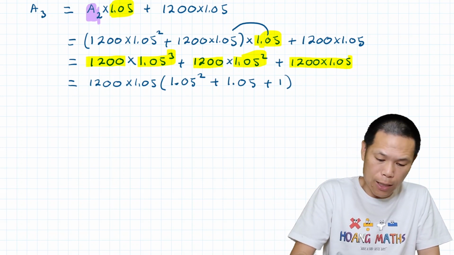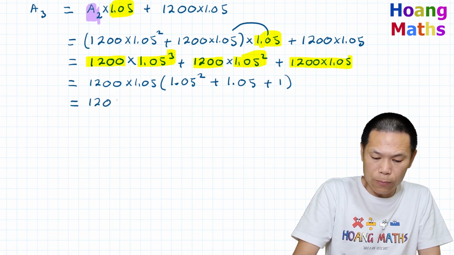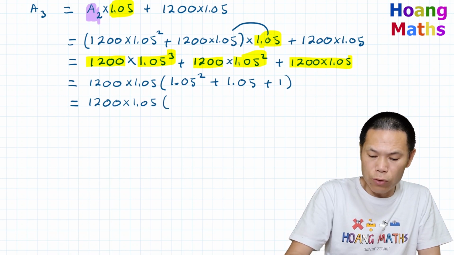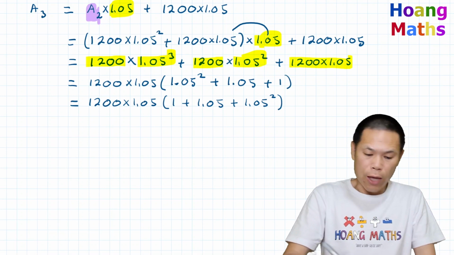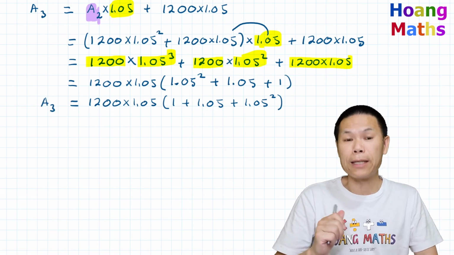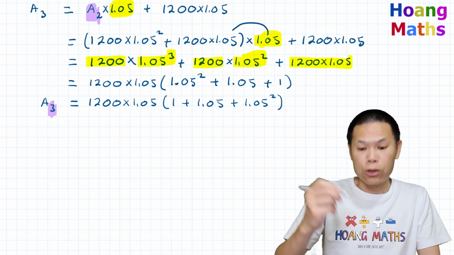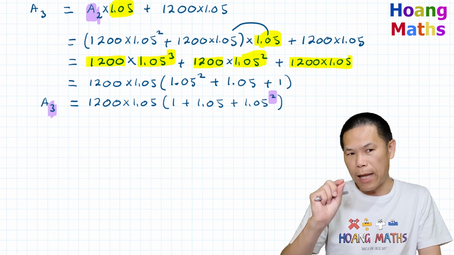So let me just write the series in increasing order. Easier to see. Okay. So I rewrite this. So 1,200 times 1.05 with brackets, rewrite in order. So 1 plus 1.05 plus 1.05 square. Now that is at the end of third year. And you can see there is a pattern. So if it is 3, that means 1 plus 1.05 plus 1.05 square. So it's 1 less, okay?